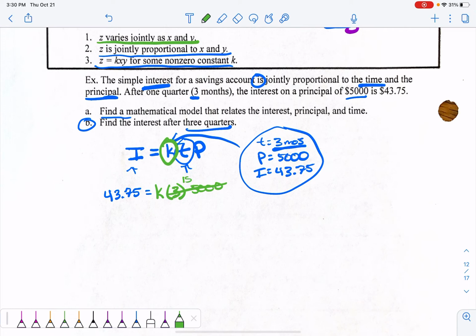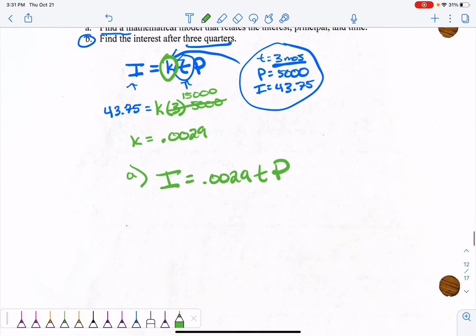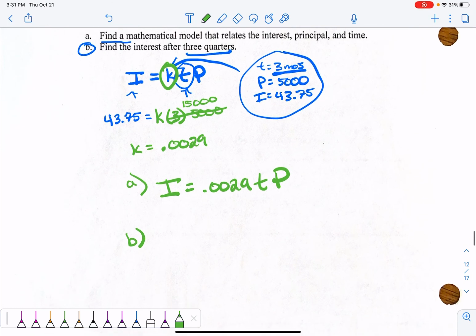So this together is 15,000, and I'm just going to divide 43.75 divided by 15,000. That's quite a small number. So our k in this case is a really, really small number, and I'm going to go 4 decimal places, 0.0029. So for part A, the mathematical model is I equals 0.0029 TP, and that's what it will look like. Part B is saying find the interest after 3 quarters.